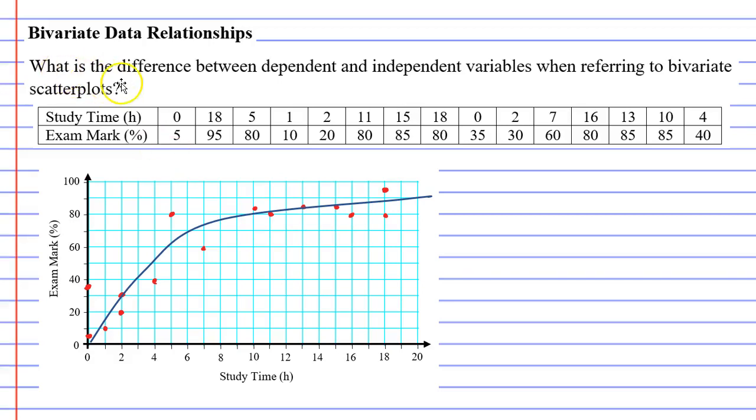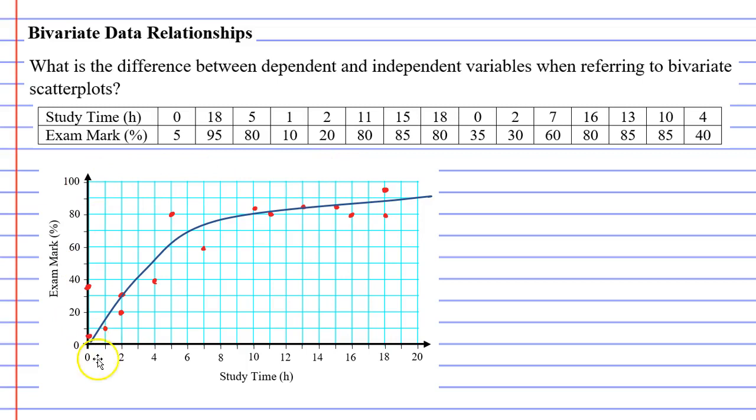In this video, we're going to talk about the difference between dependent and independent variables when referring to bivariate scatterplots. Now, this is a topic we talked about earlier in a topic called linear functions, and there are some similarities to this, and there's also some differences as well. Let's start by talking about the similarities.